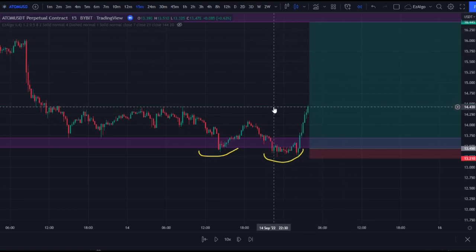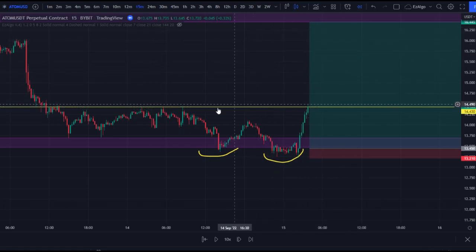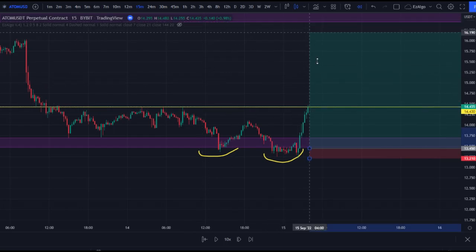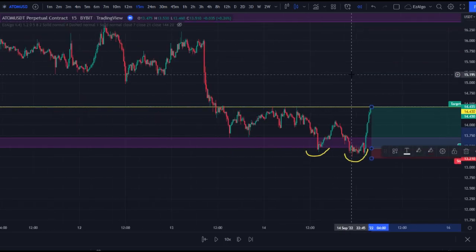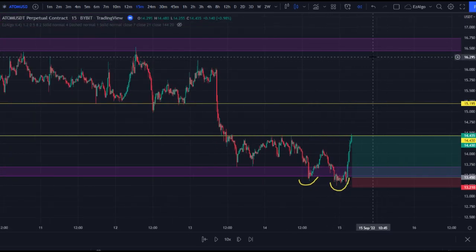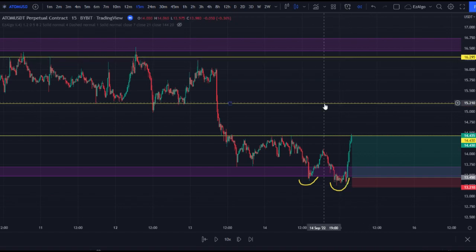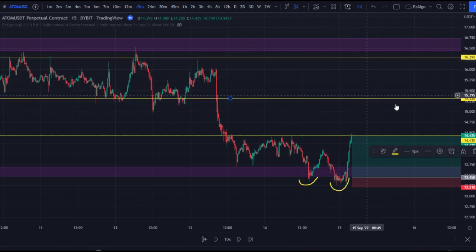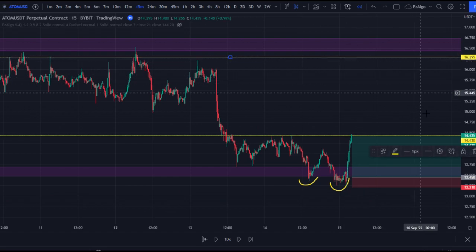Probably first take profit here because we see we have a little bit of resistance right here. So this is probably your first take profit. Right here is probably your second take profit. And your third take profit is probably somewhere up here, right? That's probably your third take profit. Maybe something like this. All right, so these are the trades that I'm taking now.